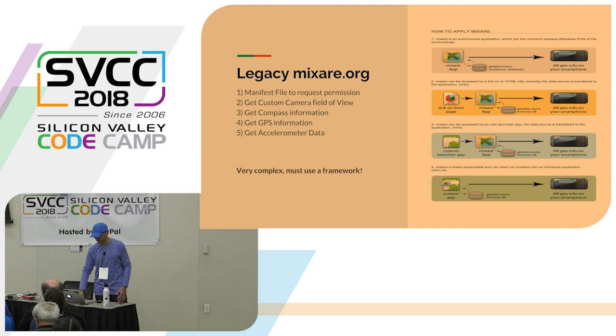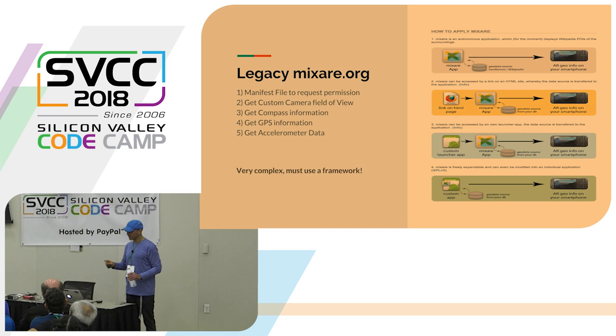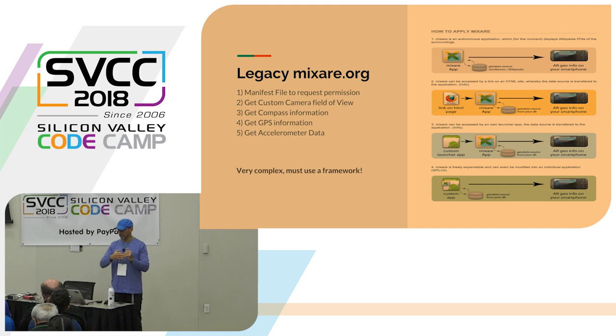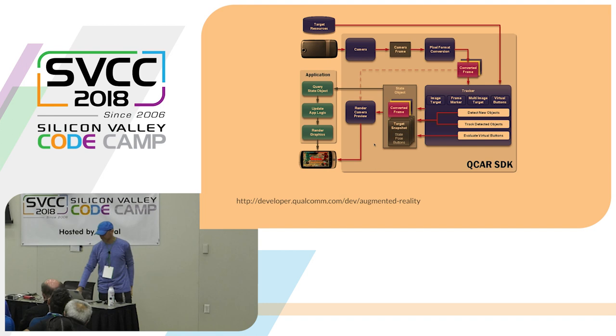This was the very first augmented reality open source kit. I think it's still live, but basically the way it worked is it would capture your camera, it would get your compass information and your GPS information, your accelerometer information, and you could tell it where in the world you wanted to put various AR markers. This is pretty easy to work with.